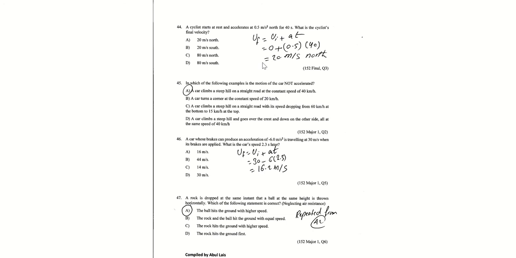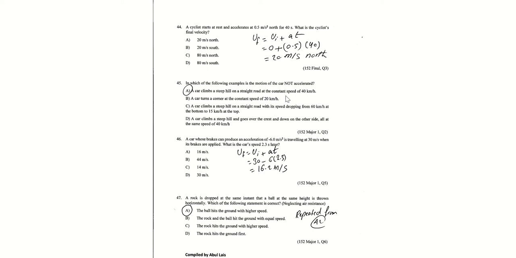And the next question says, in which of the following examples is the motion of the car not accelerating? And here the answer is a car climbs a steep hill on a straight road at a constant speed. It doesn't matter if you're moving on a straight road or a steep road, as long as you can maintain a constant speed, it means that you are not accelerating. That means that choice A is the most correct choice.